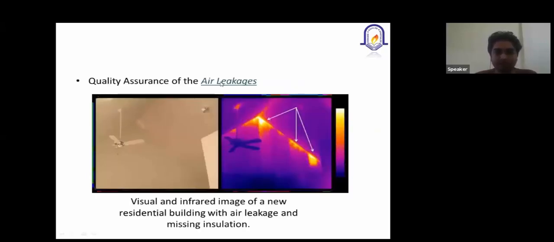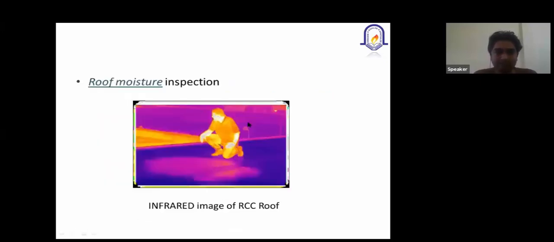Next is quality assurance of air leakages. Now, air leakage is one of the problematic situations which everybody is facing. Whenever we get into an AC room or where the AC is switched on, we can feel the cold air getting outside the door also. So, this is also the same thing. These are the air leakages. Okay. And the last is the roof moisture inspection.